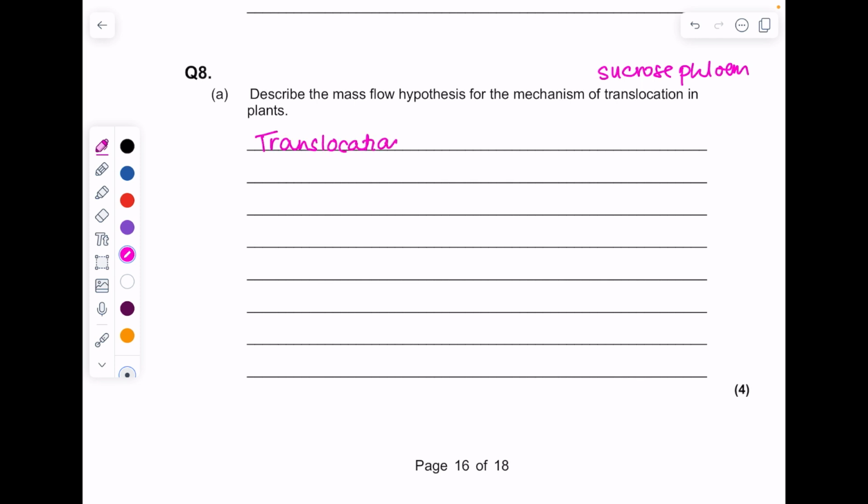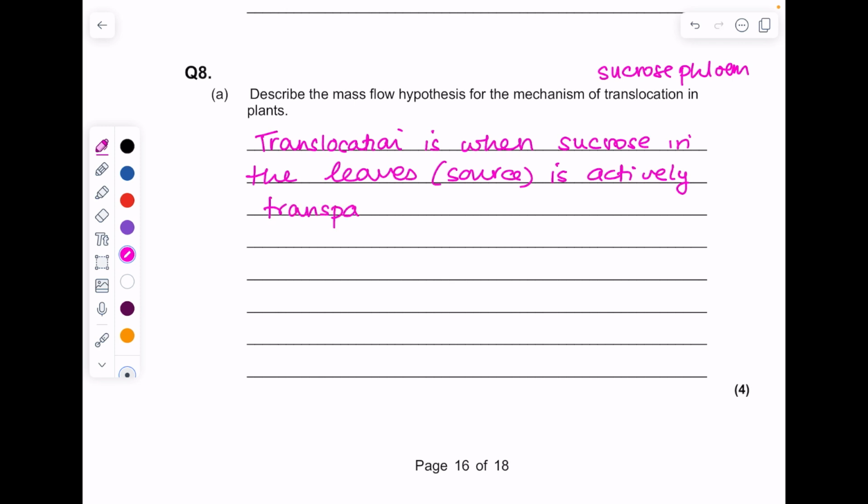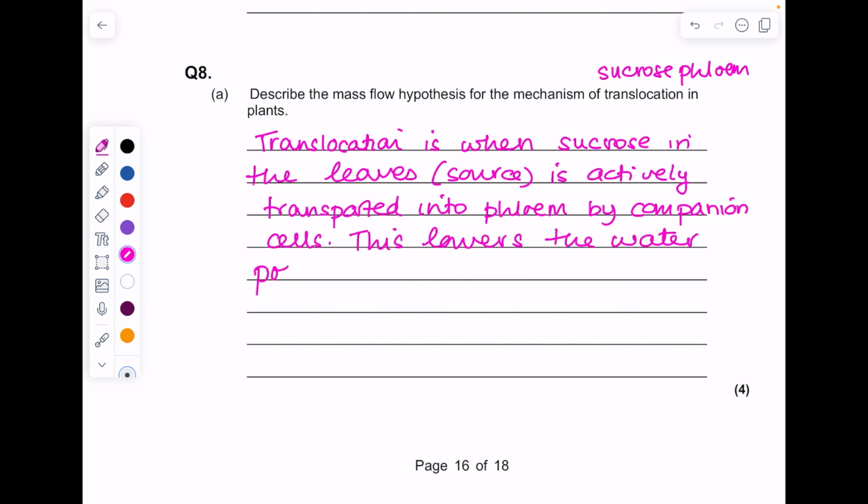So translocation is when sucrose in the leaves, so there's our source of sucrose, and it does require energy from ATP, so we're going to say is actively transported into the phloem. Remember, that's due to the companion cells on the side of those sieve tube elements, which have lots of mitochondria to provide the ATP. Because of the movement of sucrose, what that does is it lowers the water potential of the sieve tube element of the phloem.